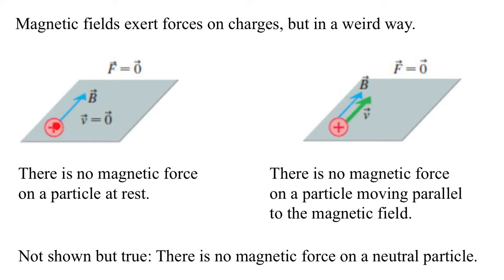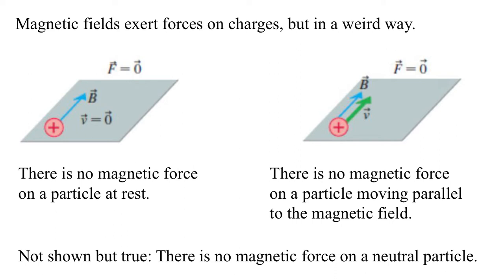A particle at rest suffers no magnetic force no matter how strong the magnetic field is. That's weird. Second, there's no magnetic force on a particle if it's moving, as long as it's moving parallel to the magnetic field. So that's a little strange too: if the particle is moving in the direction the field is pointing, here we've got the field in the plane, we're moving the particle in the plane, then it turns out experimentally there's no force.